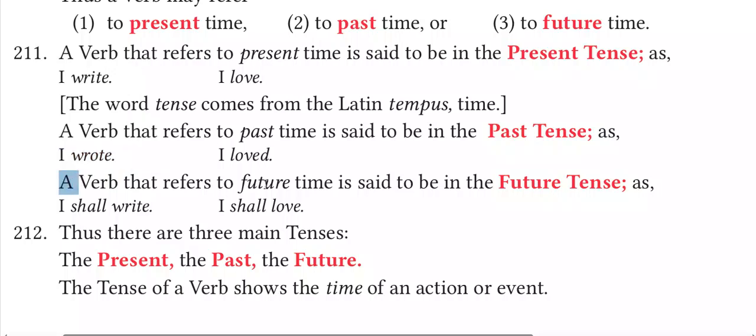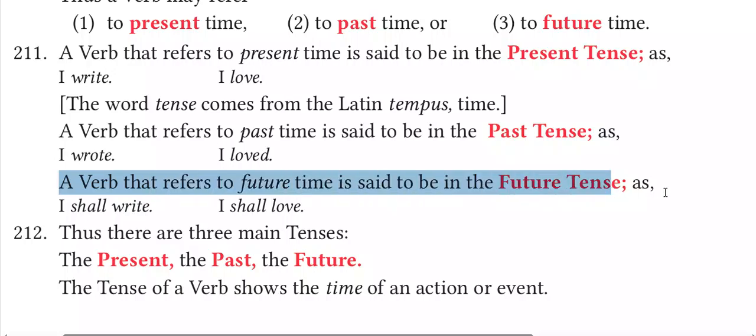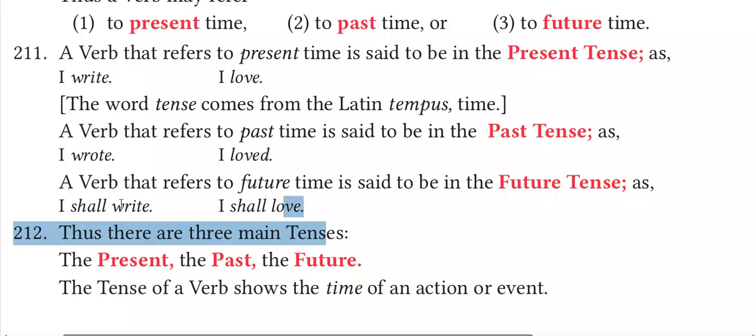A verb that refers to future time is said to be in the future tense, as I shall write or I shall love. So according to the previous grammarians or previous grammar books, there are two helping verbs for simple future. They are shall and will. But modern grammarians say that we have to use will most of the time. Now the use of shall is very limited.